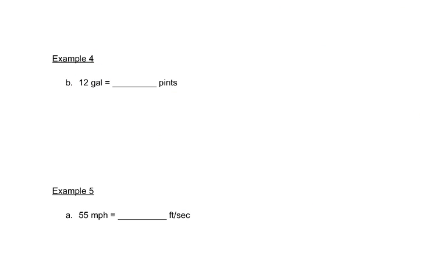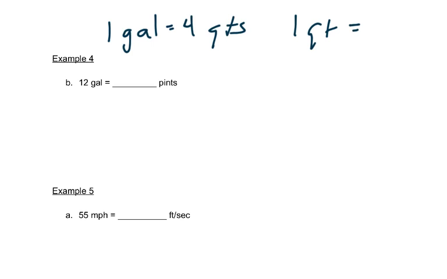So here's one more with the same idea. We want to get from gallons to pints. This is capacity. We don't have anything that gets from gallons to pints. We can go from gallons to quarts, and from quarts to pints. So we'll use that. We'll start with the gallons.